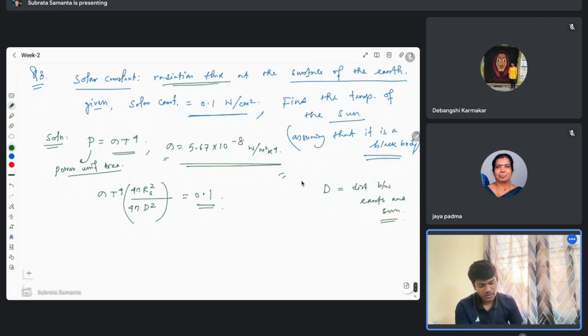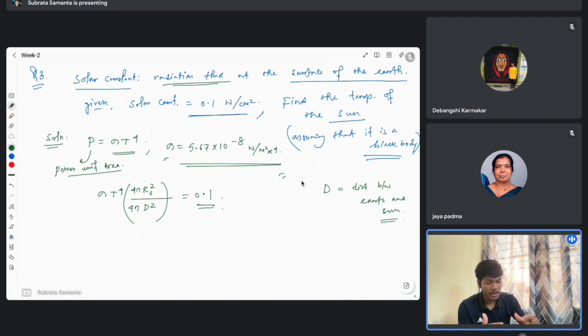Is this clear or not? So sigma T to the power 4 is emitted from the Sun per unit area. Now multiplied with the Sun's surface area, 4 pi R squared, that means the total power emitted from the Sun. And how much fraction reaches the Earth's surface? It's divided by 4 pi d squared, since it is uniformly distributed.